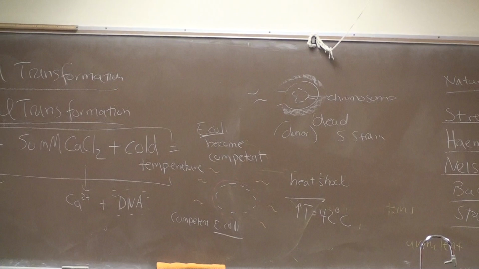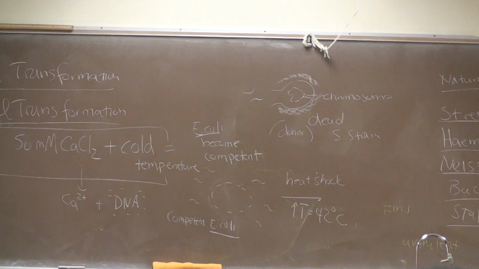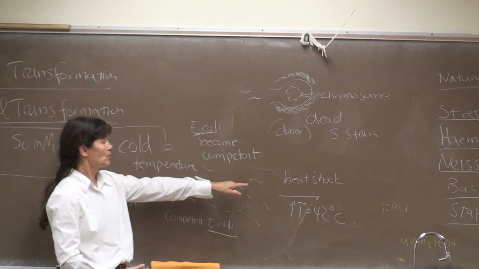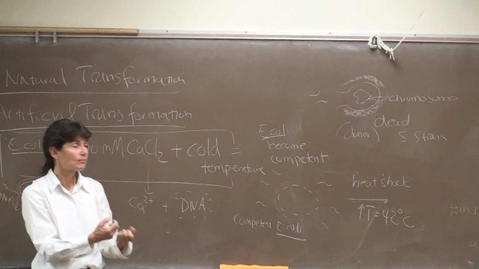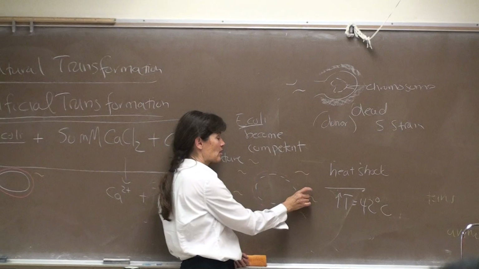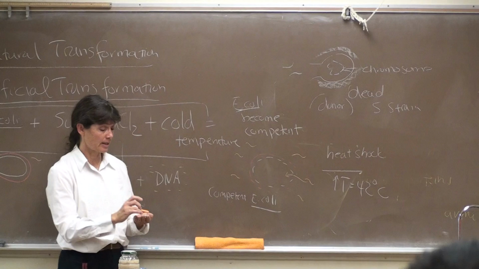And you guys remember, temperature is just the average kinetic energy of molecules. It's the average speed of molecules. So by doing a quick heat shock, you speed up your competent E. coli, you speed up the DNA molecules, so you increase the chance of them colliding. And the whole thought is that you'll get a collision where one of the DNA fragments is just in the right place so that it can enter into the cytoplasm of the E. coli.